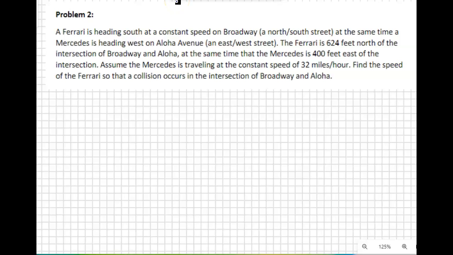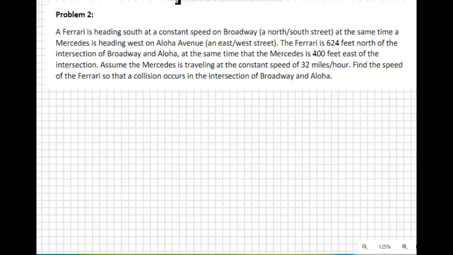Let's look at problem 2 in problem set 2. It says a Ferrari is heading south at a constant speed on Broadway, a north-south street. At the same time, a Mercedes is heading west on Aloha Avenue, an east-west street. The Ferrari is 624 feet north of the intersection of Broadway and Aloha at the same time that the Mercedes is 400 feet east of the intersection.